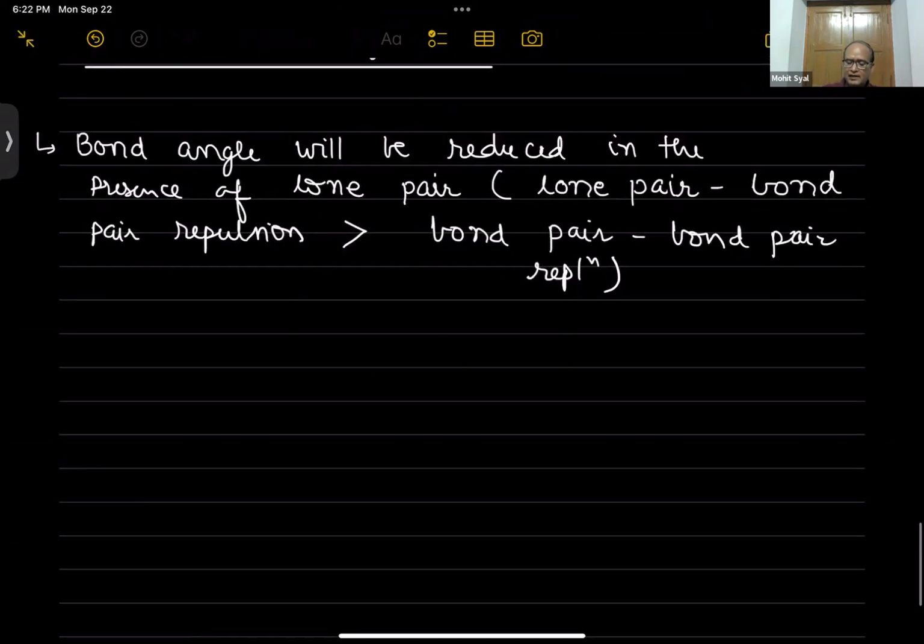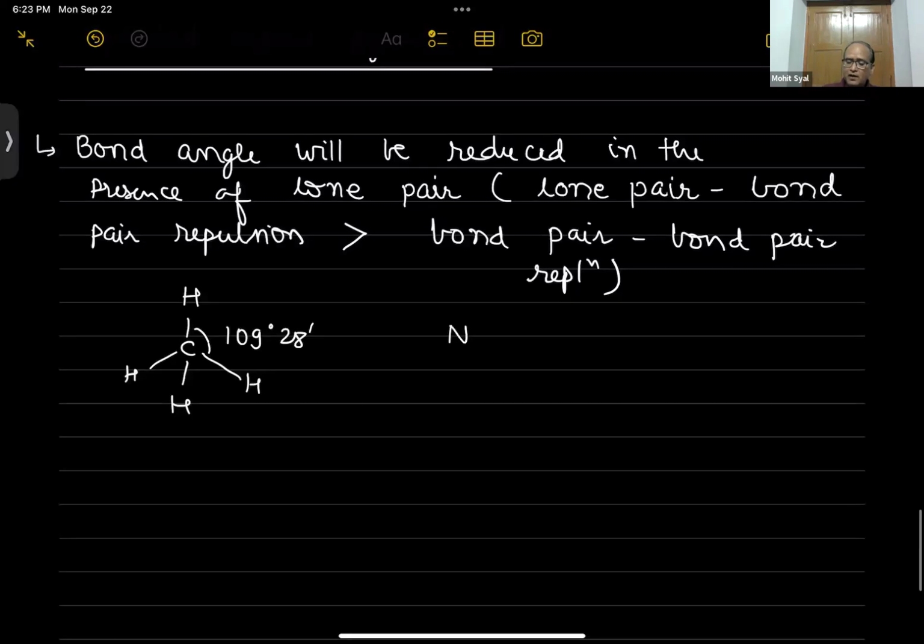Suppose I give you the example of methane. All bond angles were exactly equal. How much were they? 109 degrees 28 minutes, or 109.5 degrees.